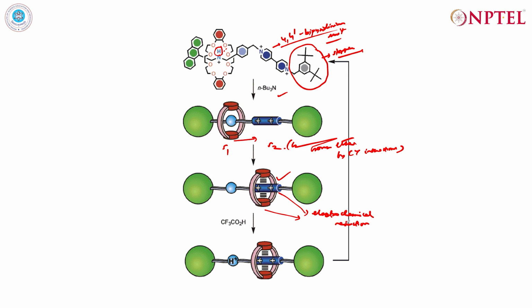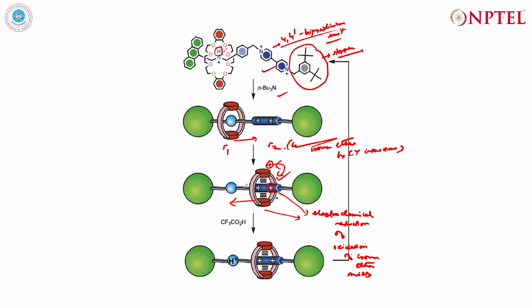reduction of this bipyridinium unit, or you can do the oxidation of the crown ether moiety. So if you do the reduction, then this positive charge will go away. This will now become a free radical. There will be an electron here, and that will destabilize the charge transfer interactions, and this will again go back to the initial configuration. Or if you oxidize this crown ether, this will have a positive charge, and there will be repulsions between these two entities, and this will again go back to the initial configuration.